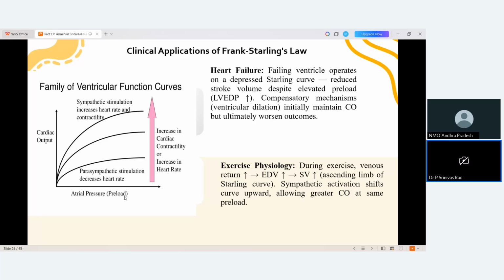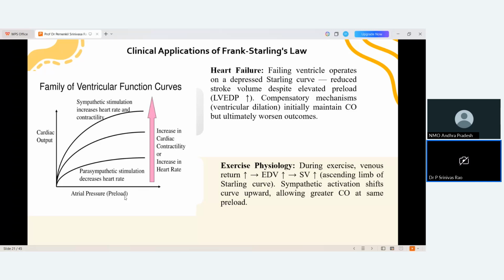Heart failure. Failing ventricle operates on a depressed Starling curve. So the lower one, you can see the failing ventricle. That means there is a reduced stroke volume despite elevated preload. So the preload is increasing, but the cardiac output is not increasing because the stroke volume is not increasing. Why? Because the compensatory mechanism, ventricular dilatation, initially maintains cardiac output, but ultimately worsens outcome. In the beginning, there is a small dilatation, but in the end, it becomes more and more dilated. The actin and myosin will not be functioning properly.